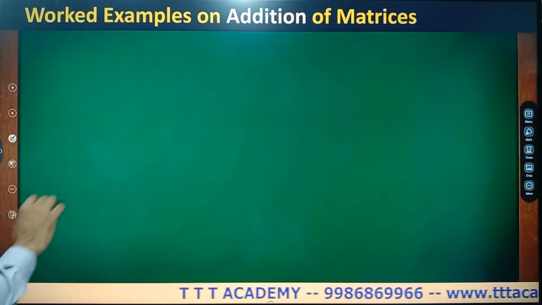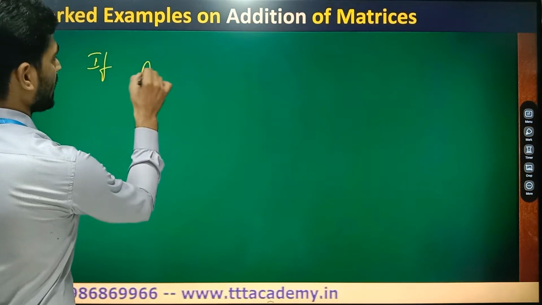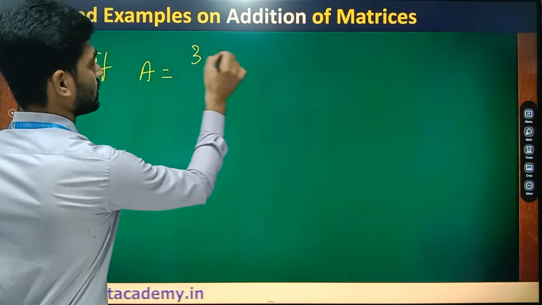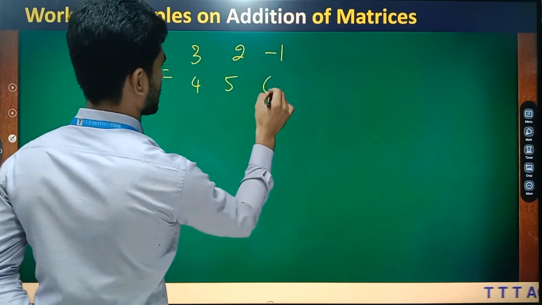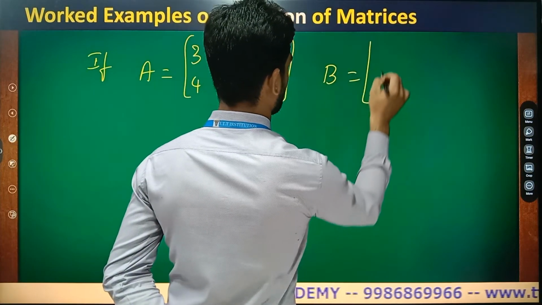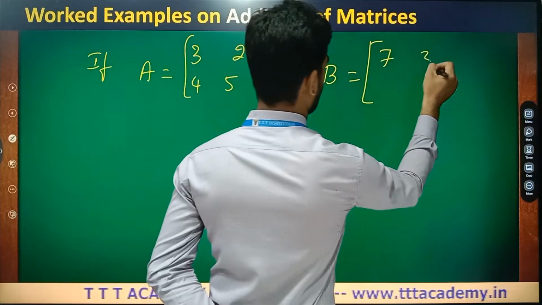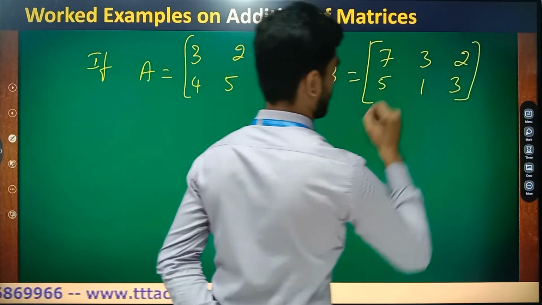Next, I am going to consider one more example. Suppose A equal to 3, 2, minus 1, 4, 5, 6. Okay. And one more matrix, B equal to 7, 3, 2, 5, 1, 3. This is the B matrix.